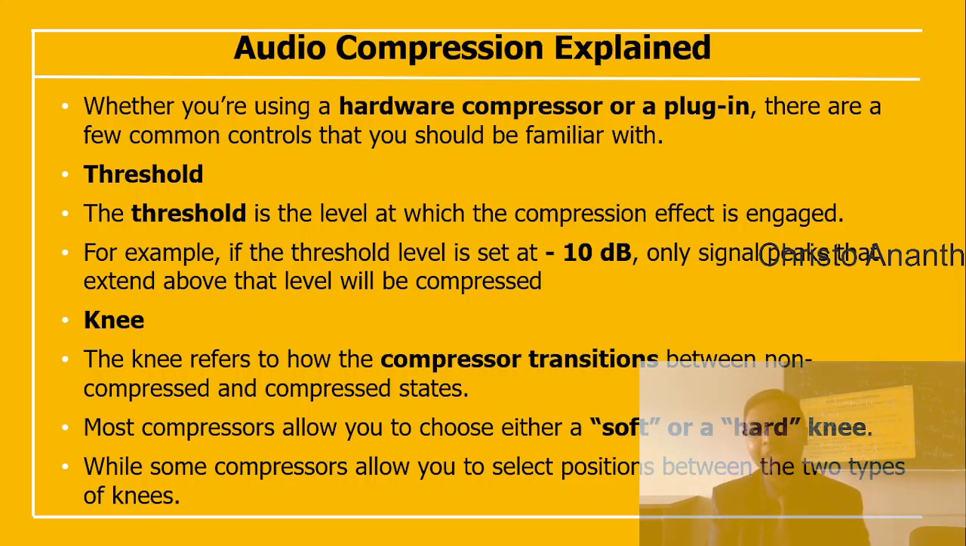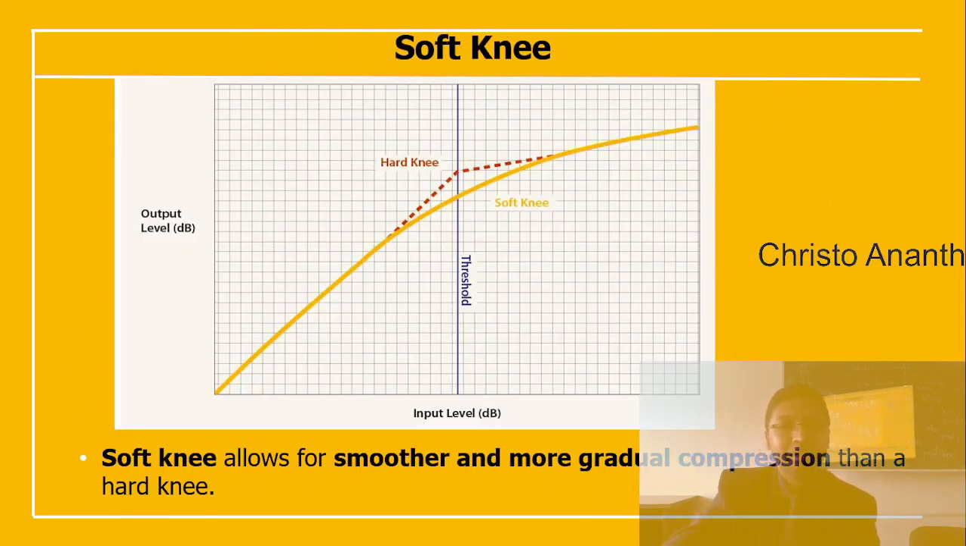Then you have knee. Knee refers to how the compressor transitions between the non-compressed and the compressed state. Most compressors allow you to choose between hard knee and soft knee. Some compressors let you select positions between the two types. So this is the soft knee, like a hard knee. This is the threshold limit, this is the input level in decibels and the output level in decibels. Here the soft knee allows for smoother and more gradual compression than the hard knee.